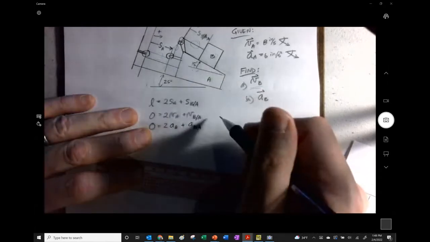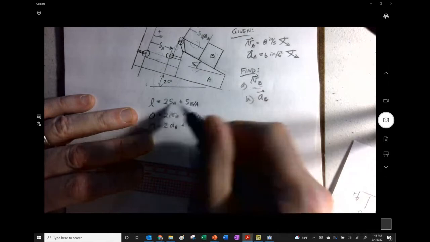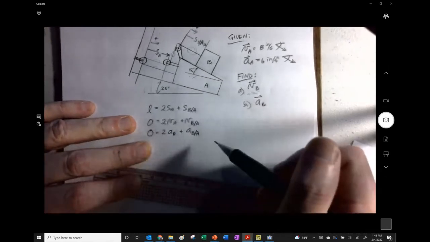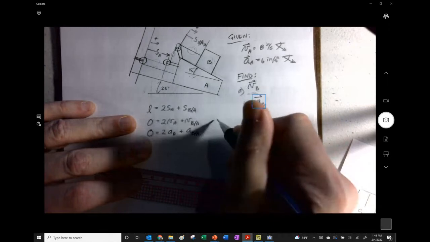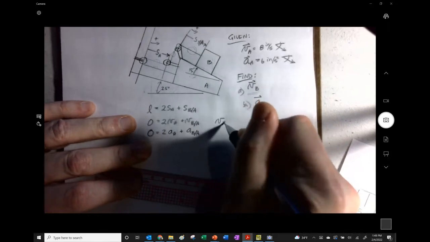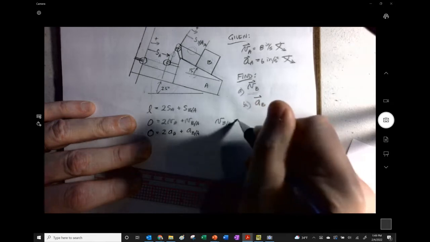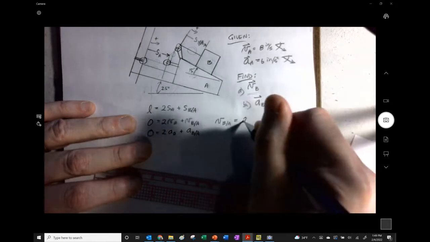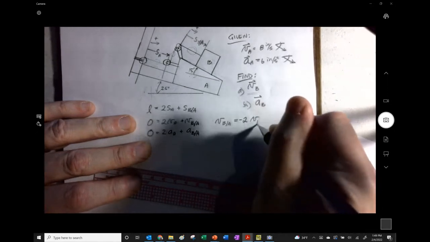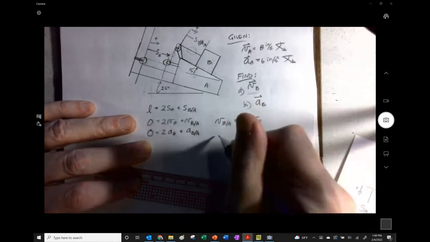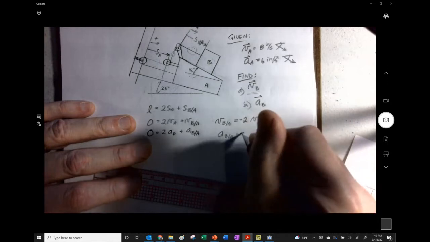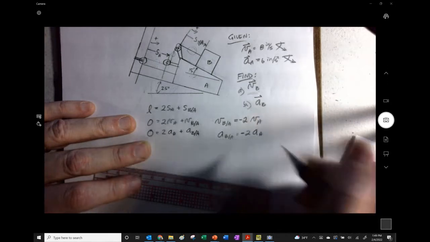So anyway, what we're able to find right here, we're able to find the magnitudes. These are all about the magnitudes. They're not about the directions. But we can say that the velocity, or the speed really, of this guy is going to be negative 2 times the velocity of A, or the speed of A. Same thing with this is going to be negative 2 times the acceleration of A.